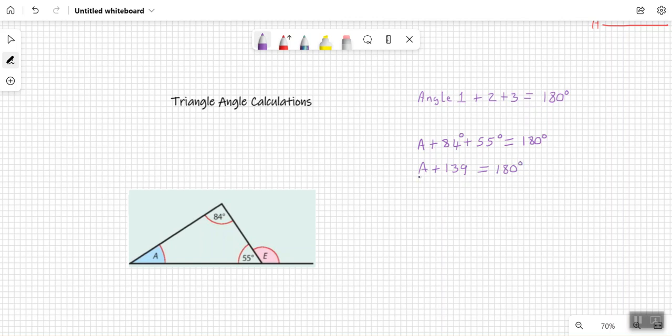Then we can work out what A is by getting rid of this plus 139 here. So this is using algebra. If I minus 139 here and I minus 139 here, these will cancel out. Plus 139 minus 139 is equal to 0, and then the angle A is going to be equal to 180 minus 139, and that's going to be equal to 41.